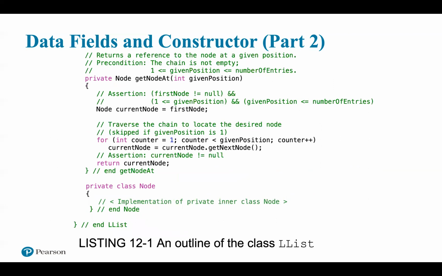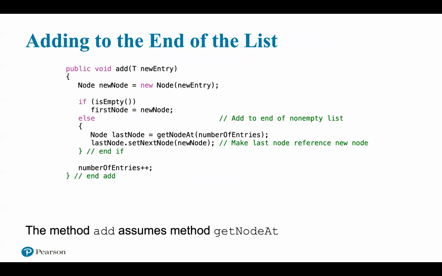And we'll just continue on. This is just more of the listing, and we don't need to chat about that anymore at this moment. So let's talk about adding to the end of the list. Let's choose the methods add and toArray as the core methods that we will implement first.